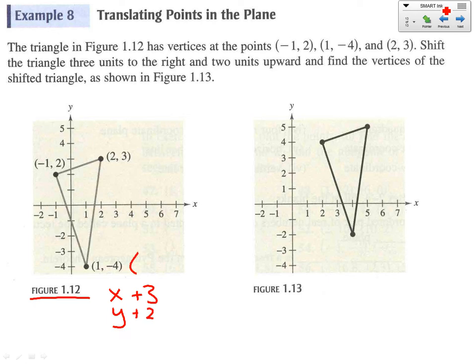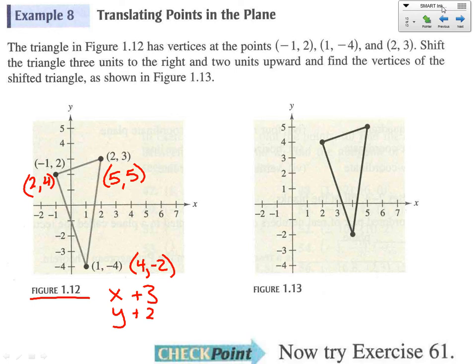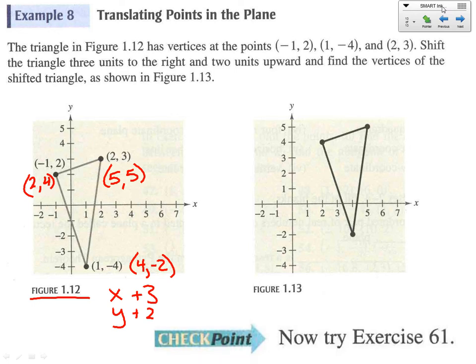So our new coordinates here are going to be 1 plus 3 is 4. We're going to shift up by 2 and end up at negative 2. New coordinates here are 2. We're going to add 3 to get 5. 3, we're going to add 2 and get 5 as well. And then last point here, let's add 3 to this. We'll get 2 and add 2 to our y value and get 4. So those are our 3 new points. One for you to try is on 61, and that's it.